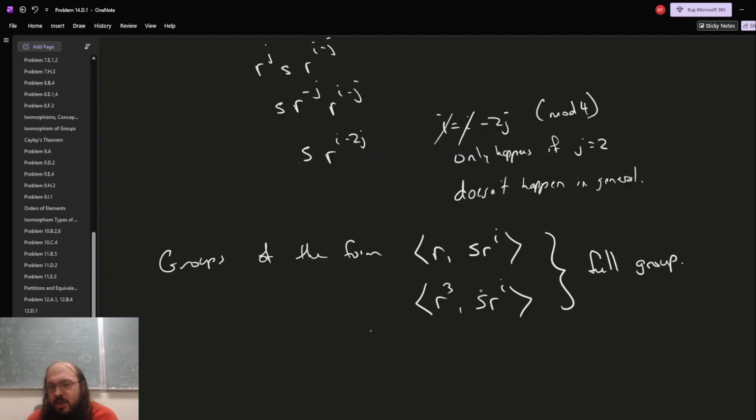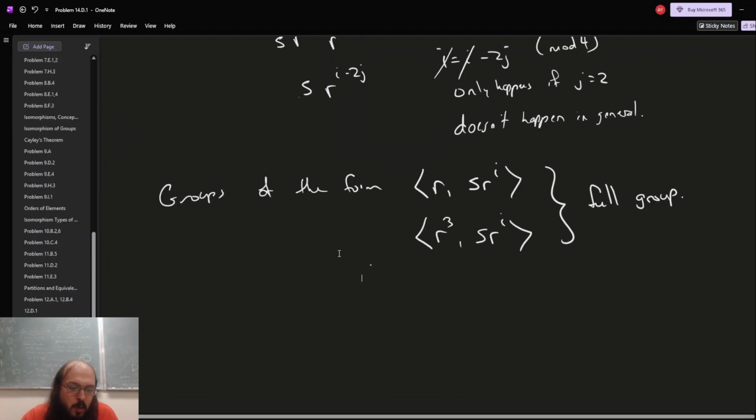If that seems a little bit abstract, maybe a direct way of seeing it is that by combining powers of R with this element, I can eventually make the R go away. And then I'll have either R or R cubed, and then the main reflection. I've got the full group. And so what this means is the groups that we want to be looking at are groups that use R squared and some reflection. And so I think, and I've got to scribble down on my notes here, that there are only two of these things.